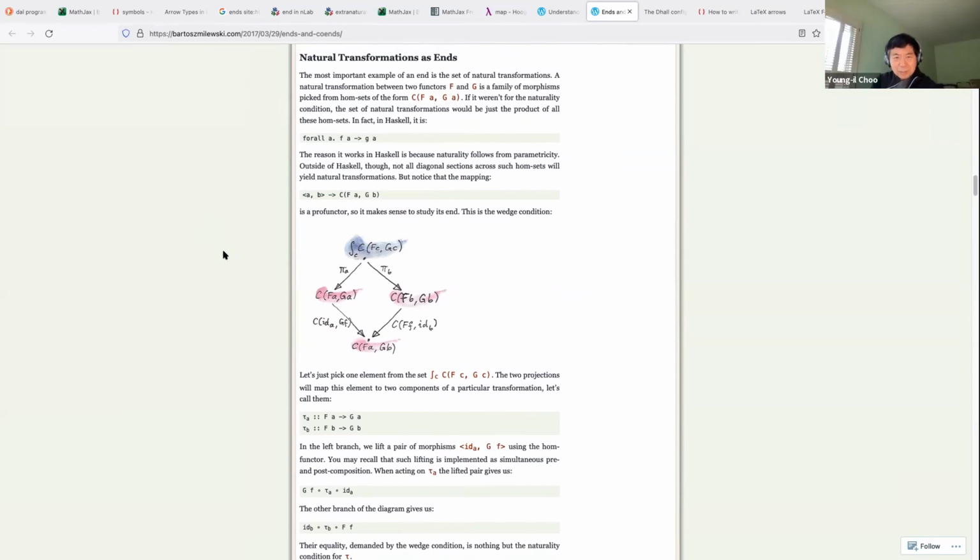An equalizer is a subset, right? It's the subset on which things are equal. But the co-equalizer is a quotient, because of duality. It's sort of like you're forcing all your paths to end up being the same thing.